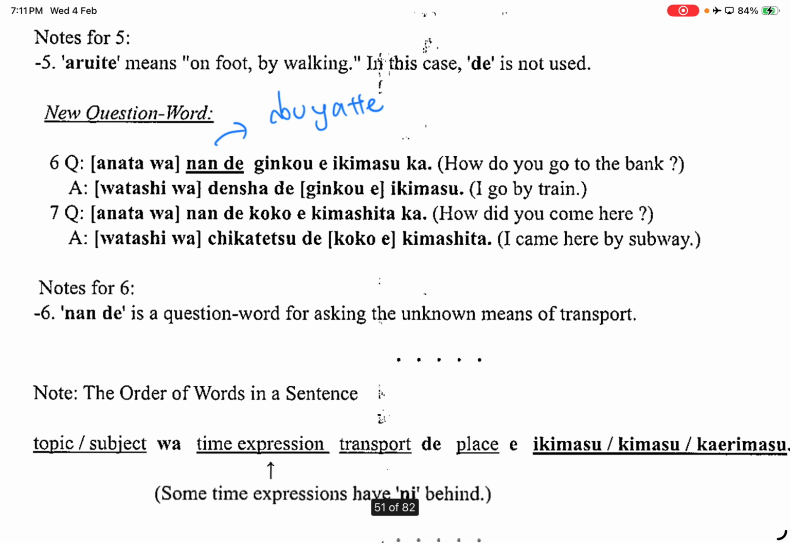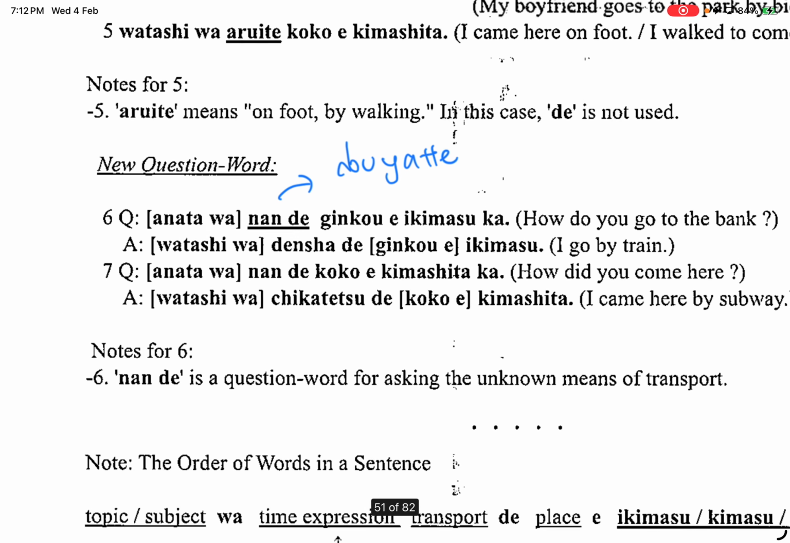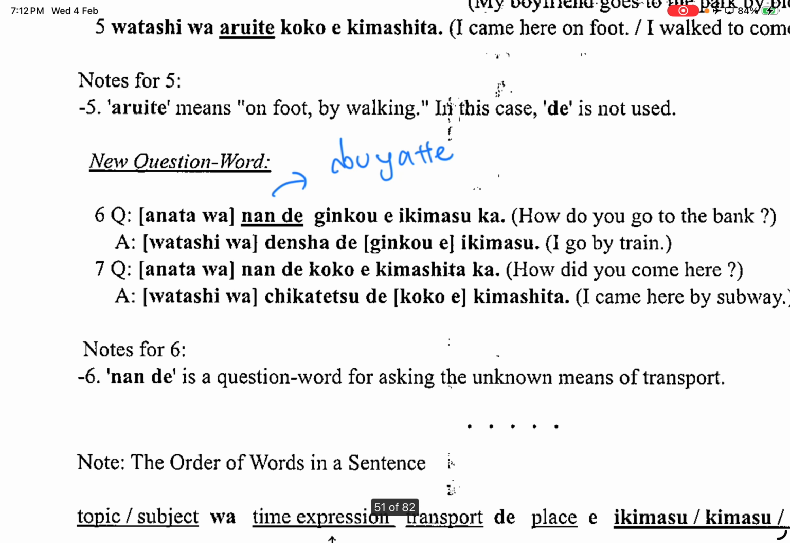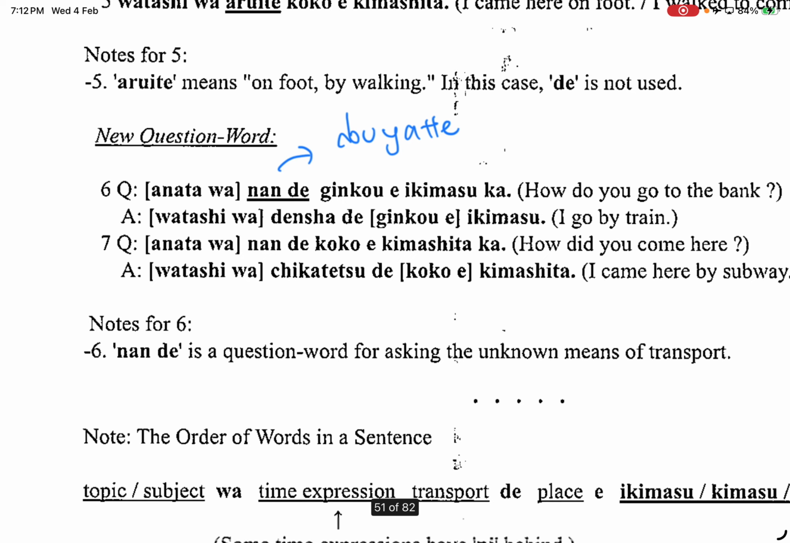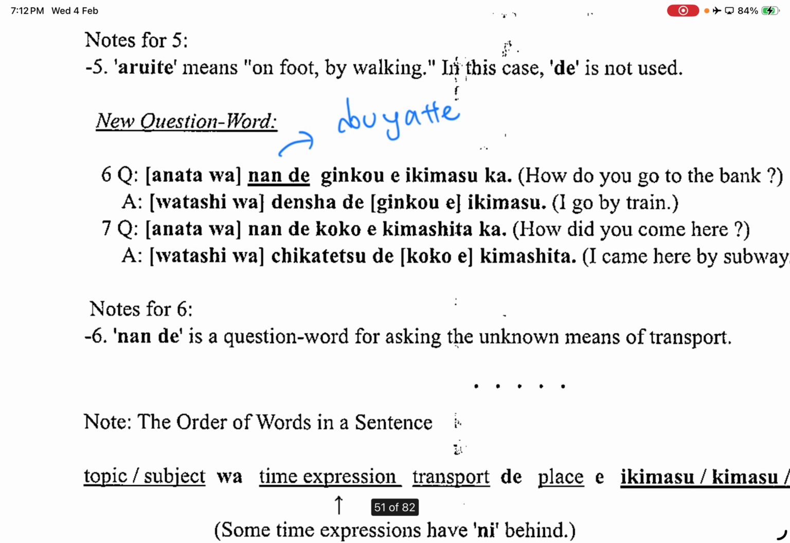Moving on, we have our new question word, which is nande. Nande means like "by what". However, nande also means why. That's why it's not the best way to ask the question as well. So instead, we can also say doyatte. Doyatte is only how, referring to how.